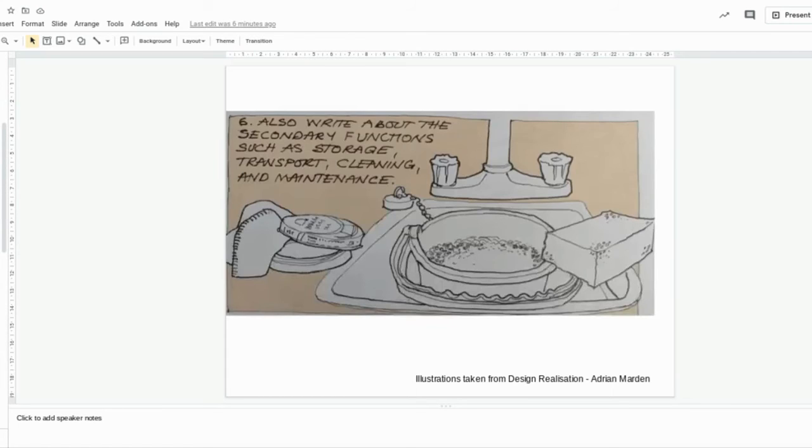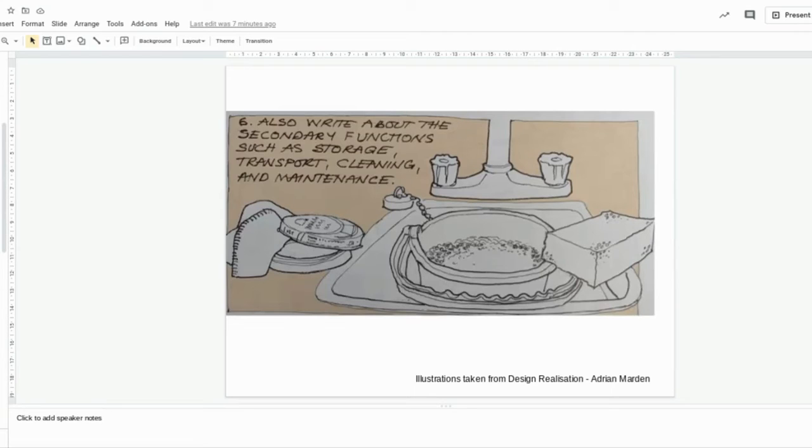Okay, so after you've done your specification, you could then write a secondary specification where you think about some secondary functions that the product could have. So I'll just read out what it says here. Also write about the secondary functions such as storage, transport, cleaning, and maintenance.